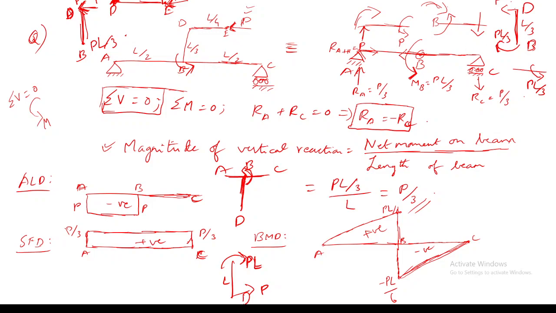For example, here I have told you, P is acting like this. Here I am taking DB as an individual member. Due to this shear load P, I will be having a moment reaction here, which is in this direction, PL by 3. Then when I'm considering ABC, I'm introducing PL by 3 in the opposite direction.